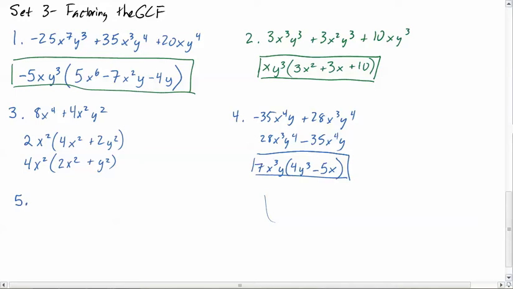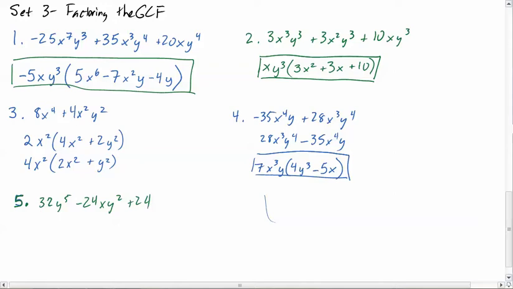Let's change colors. This blue is driving me crazy. So number 5. Number 5 goes 32y to the fifth minus 24xy squared plus 24. Here we go. We'll take out the common factor. What goes into all of these? Well, for sure 4 does. All right, so we can take out a 4, or you can think a little bit more. Let's see, 4 goes into it. Does anything else go into it?